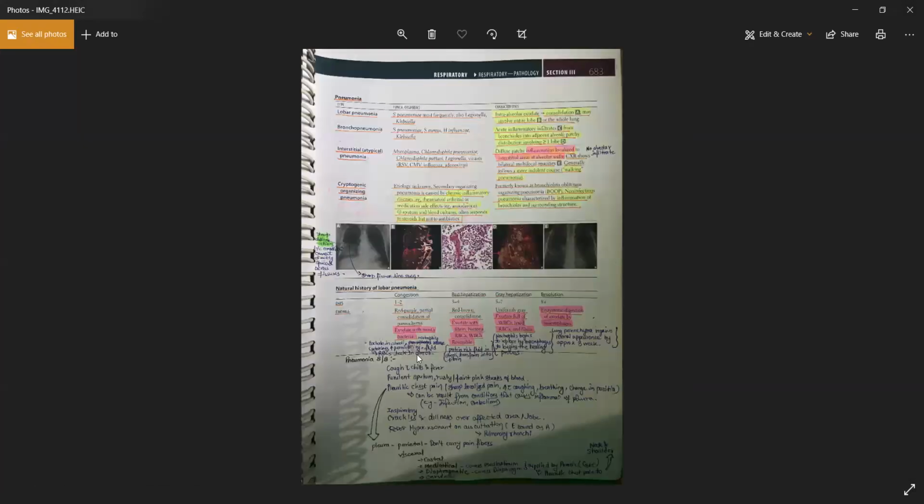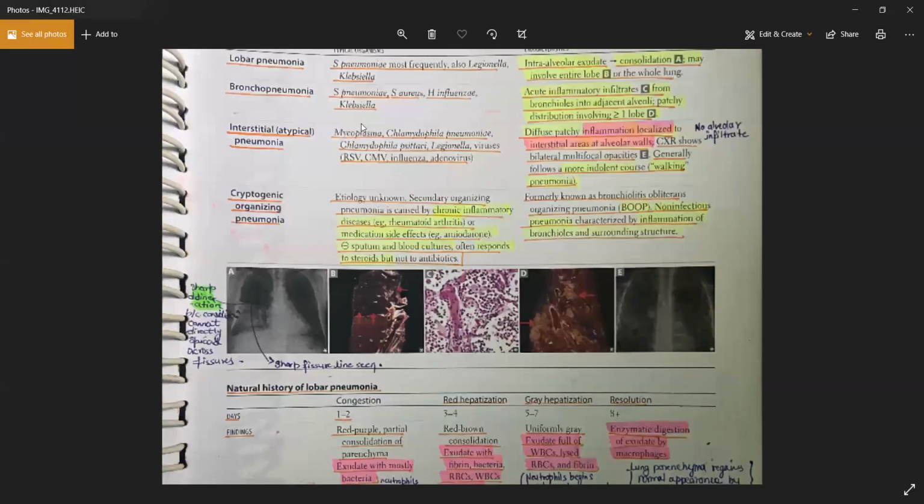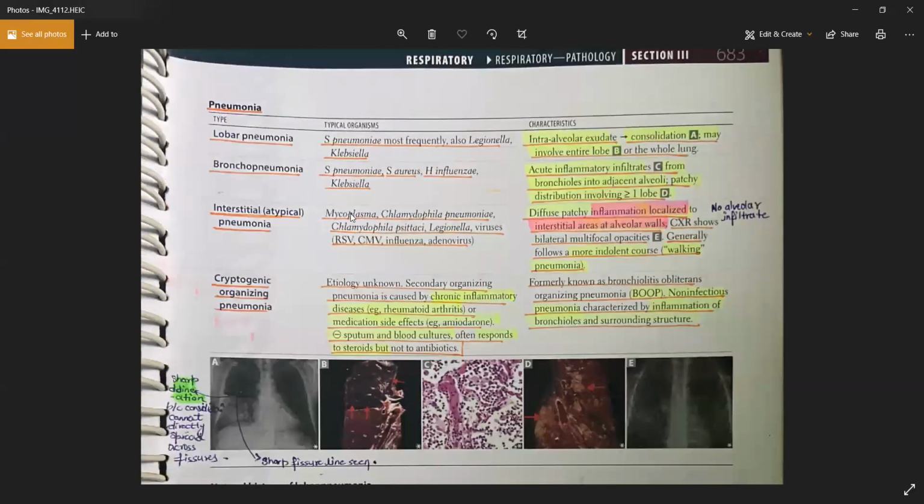Okay, now you have the pneumonia. Causes of pneumonia, you are very well aware of them. Different types of pneumonias are there. One is lobar pneumonia, second is bronchopneumonia, third is interstitial pneumonia, and fourth is cryptogenic organizing pneumonia. Remember? BOOP, right? We have discussed that already. So let's discuss lobar pneumonia.